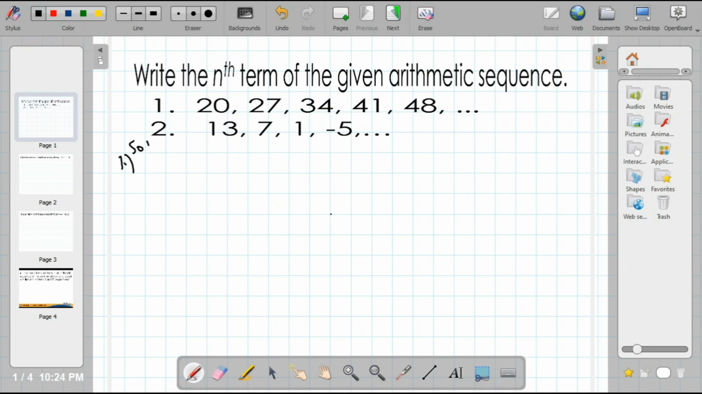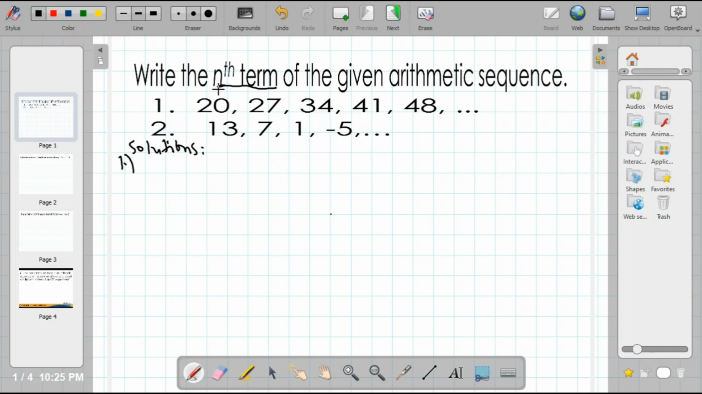Here are our solutions. Take note that what we are looking for here is the nth term of these sequences. It doesn't specify which term, whether it's the 6th term or 7th term or 10th term. So actually what we're looking for in here is the formula for this certain sequence, the formula for that certain sequence.